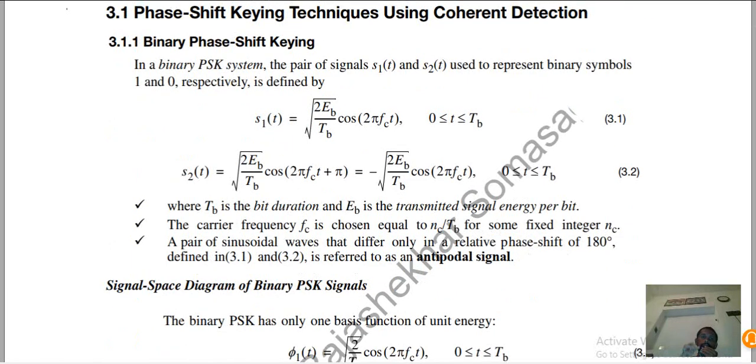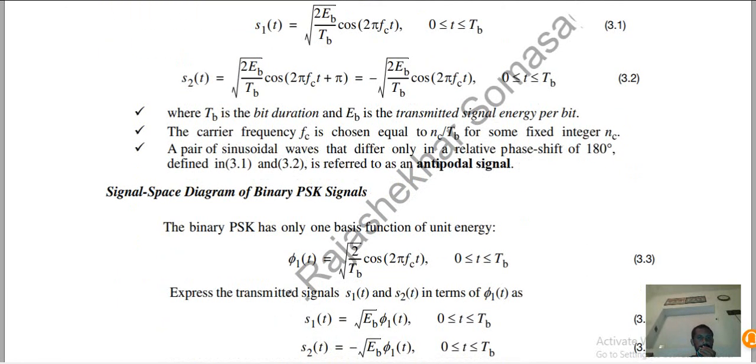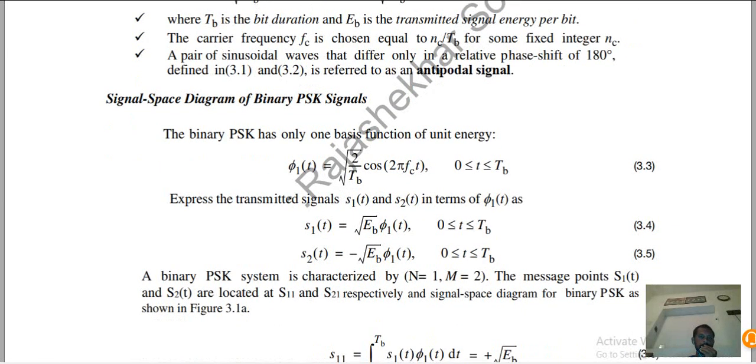This is the symbol and signal representation of binary phase shift keying. Next, I will move on to the signal space diagram of binary PSK signals. The binary PSK has only one basis function of unit energy, represented by phi 1 of t equals square root of 2 by TB cos 2 pi FCT, for t greater than or equal to 0 and less than or equal to TB.